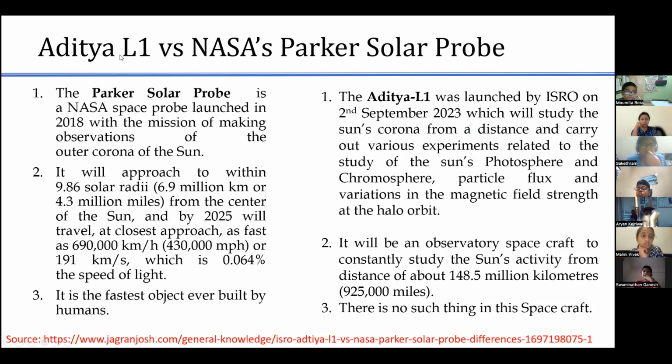So what is the difference between Aditya L1 and NASA's Parker Solar Probe? The Parker Solar Probe is a NASA space probe launched in 2018 with the mission of making observations of the outer corona of the sun. It will approach within 9.86 solar radii, 6.9 million kilometers or 4.3 million miles from the center of the sun, and by 2025, at closest approach it will travel as fast as 690,000 kilometers per hour, or 191 kilometers per second, which is 0.064% the speed of light.